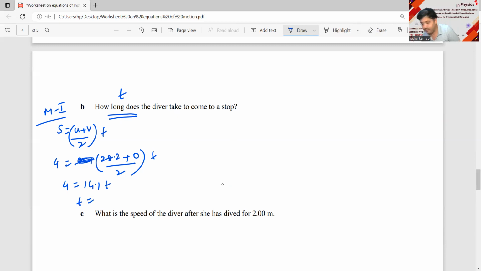I don't know, there's something wrong with my calculator. It always wants to fail me. It's giving me 256 seconds. Is it sleeping or what? 256 seconds. Now you are getting it.